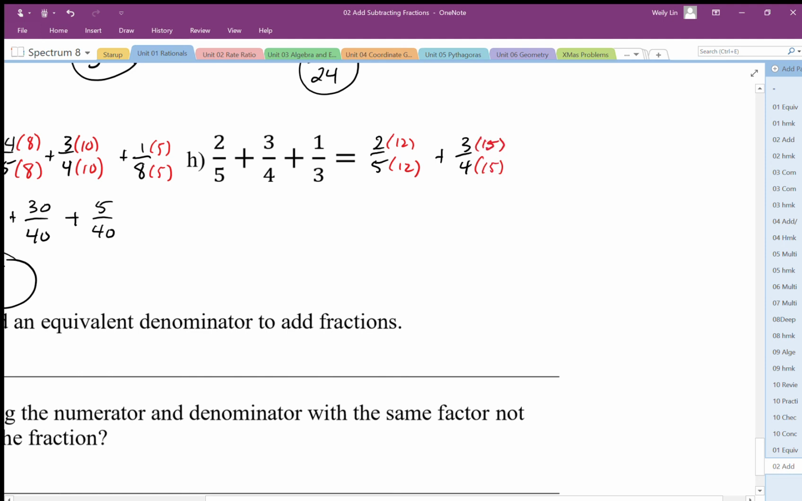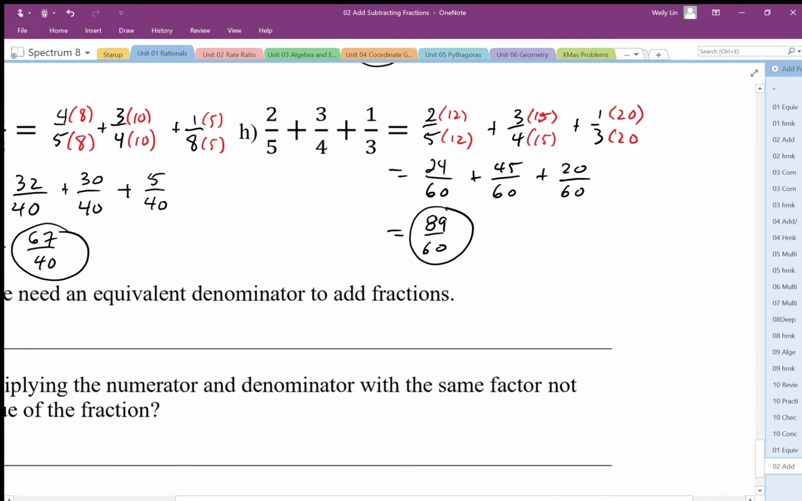Okay, so I'm going to end up with 1/3. I'm going to times by 20 on top and bottom. And so I'm going to end up with 24 over 60, and I'm going to end up with 45 over 60, and I'm going to end up with 20 over 60. Okay, so this ends up being 89 out of 60 as my final answer.